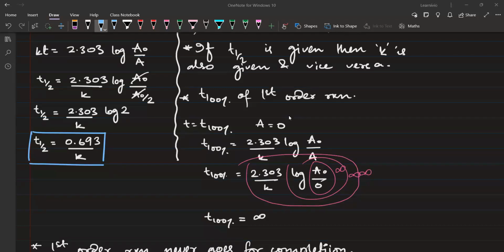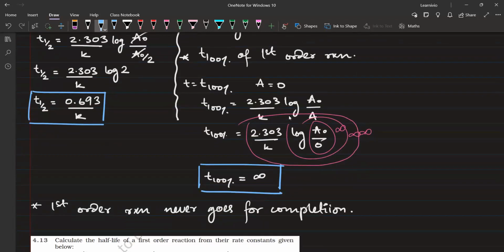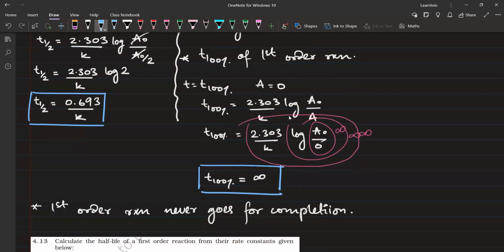So T 100% will be equal to 2.303 divided by K log A naught upon A. When A is equal to 0, this A naught by 0 will be equal to infinity. Log of infinity will be infinity. Anything multiplied by infinity will be again infinity. So T 100% will be equal to infinity. That means the first order reaction never goes for completion. Make sense? Yes or no? Yes, sir.